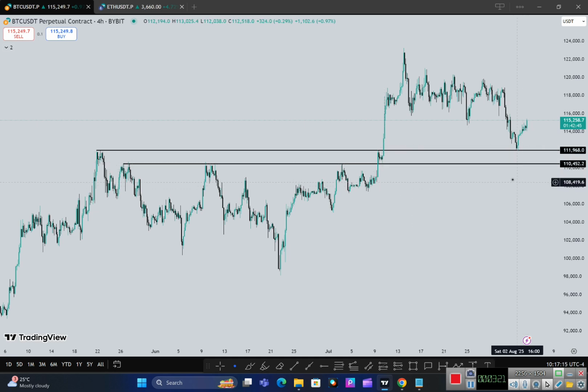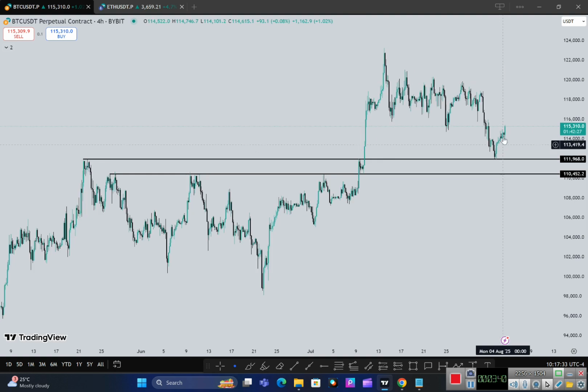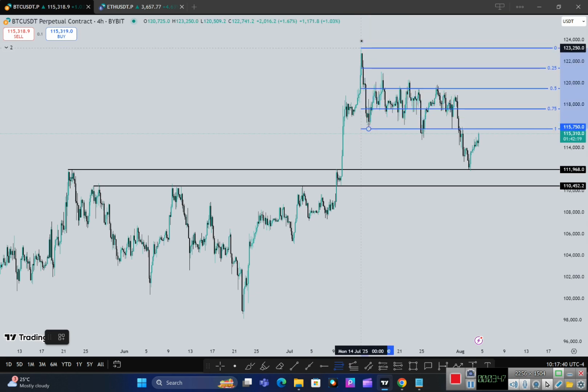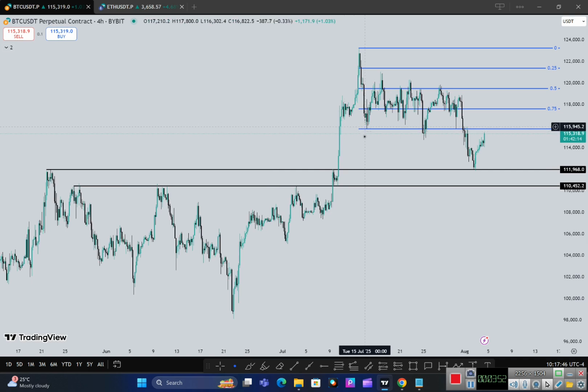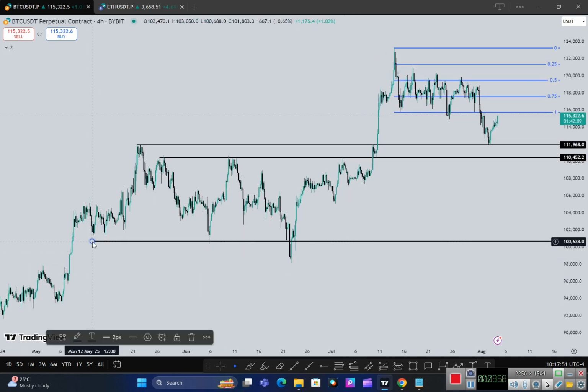If we do, then we might go much lower. So I don't expect a tag into this level, but we have another level which was here, one tag, two tags, and it's the first time that we are tagging this as a support area. So this can hold the price as support and send it higher. We also have the weekly range we marked, which we can see clearly on the 4 hour, and we also have this previous range as well.